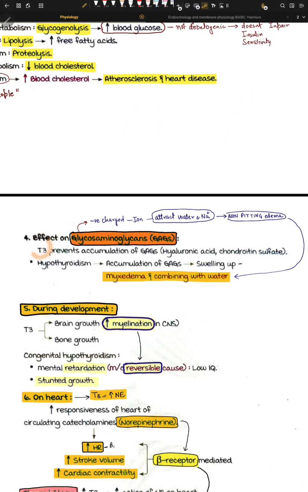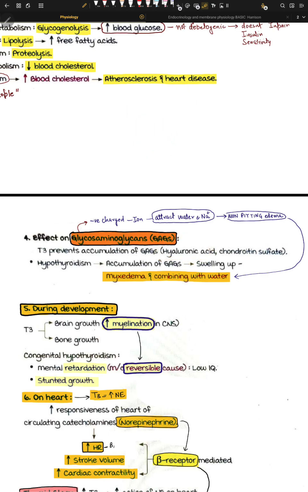So what happens is that T3 prevents accumulation of GAGs, right? Now what are GAGs? What is glycosaminoglycans? These are hyaluronic acid. Why do we need hyaluronic acid, by the way? We need hyaluronic acid for the formation of COX and 5-lipoxygenase or something like that. That usually results in leukotriene formation and just inflammatory mediator formation. That's why we need hyaluronic acid.